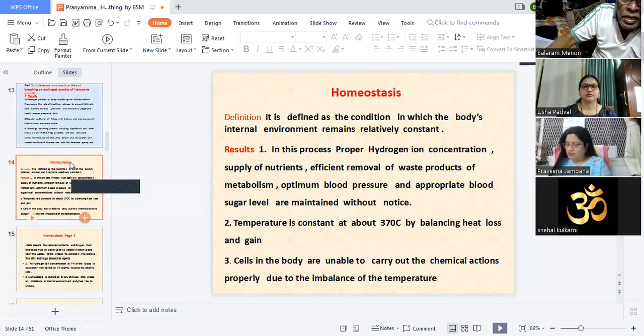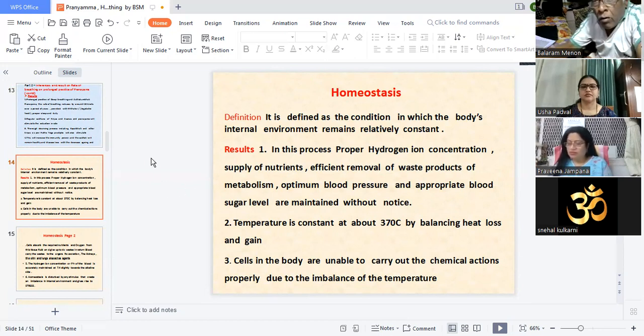What is homeostasis? It is defined as the condition in which the body's internal environment remains relatively constant. That means the immunity power is at its peak. It is able to withstand the external temperature. Third, all the organs start functioning at the optimum level. Why? Because of the continuous circulation of oxygenated blood to all the parts of the body.